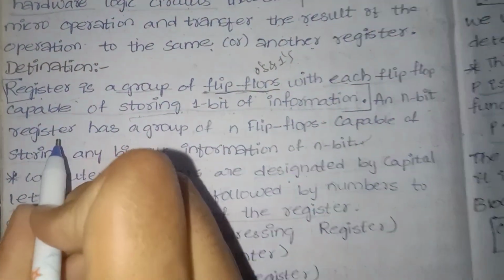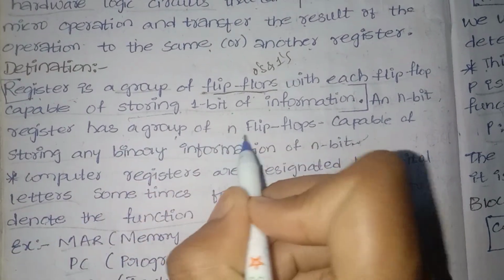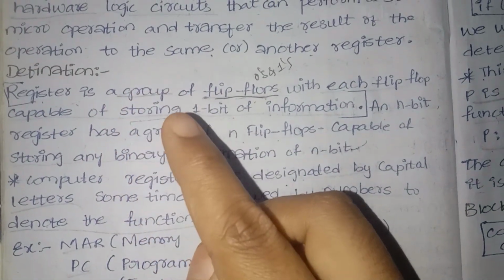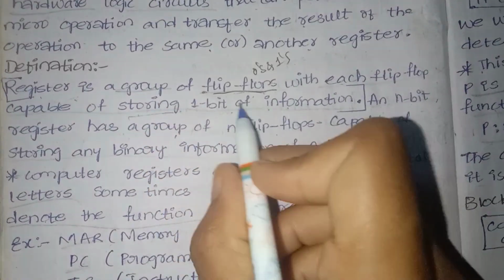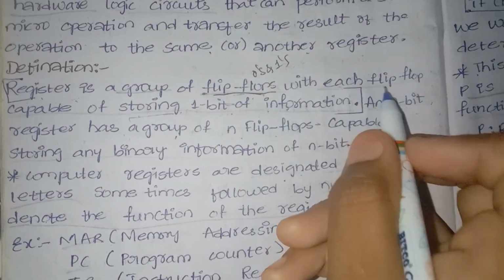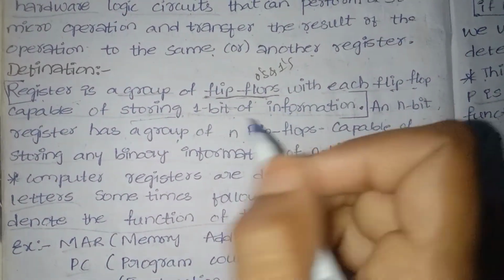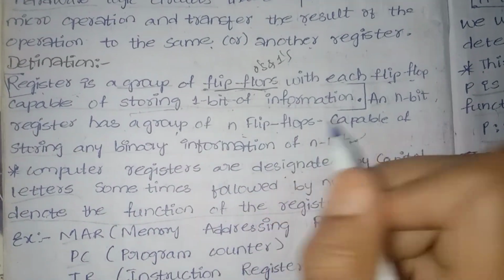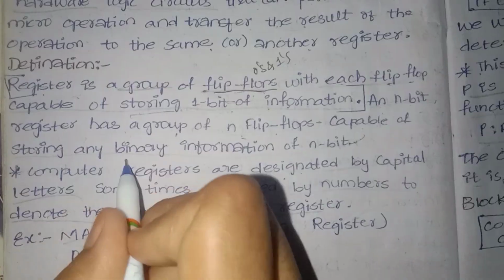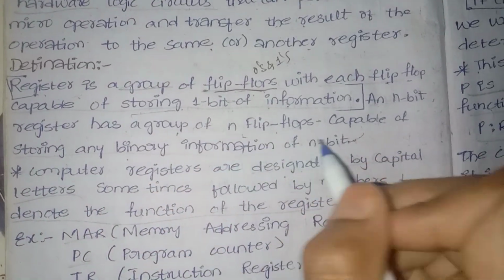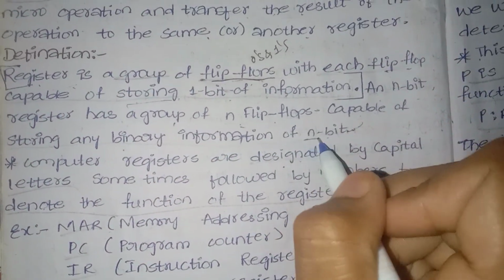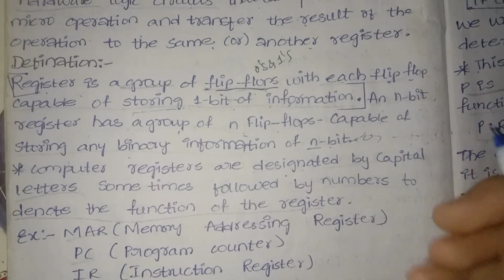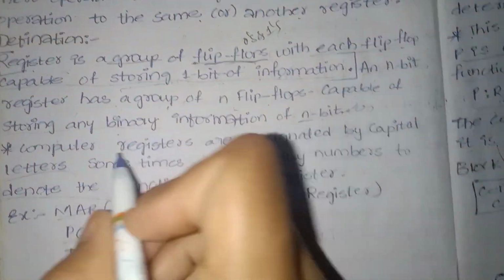An n-bit register has a group of n flip-flops. For storing one bit of information, we use one flip-flop. For n-bit information, we use n flip-flops. It is capable of storing any binary information of n bits, where n can be 1, 2, and so on up to any number.